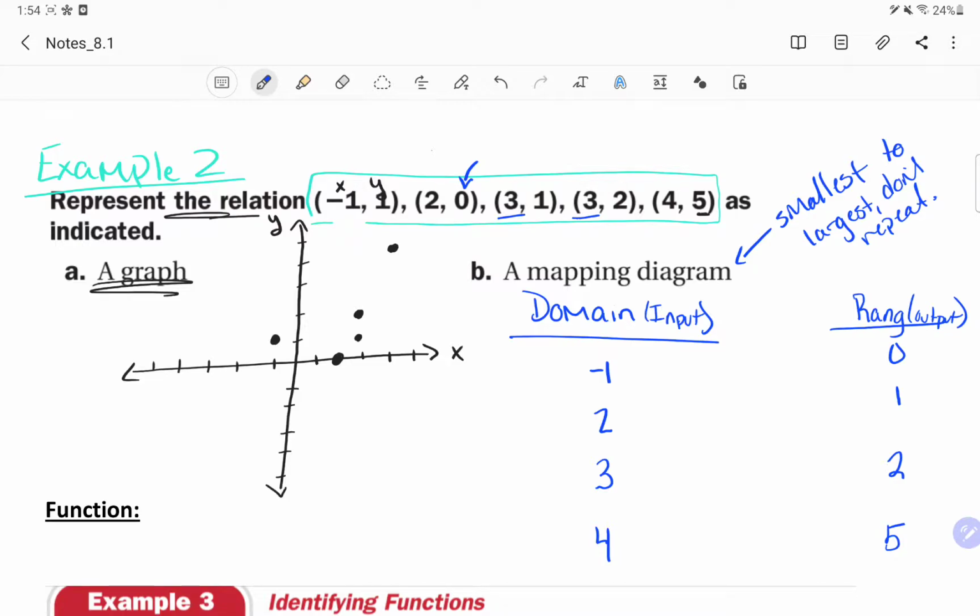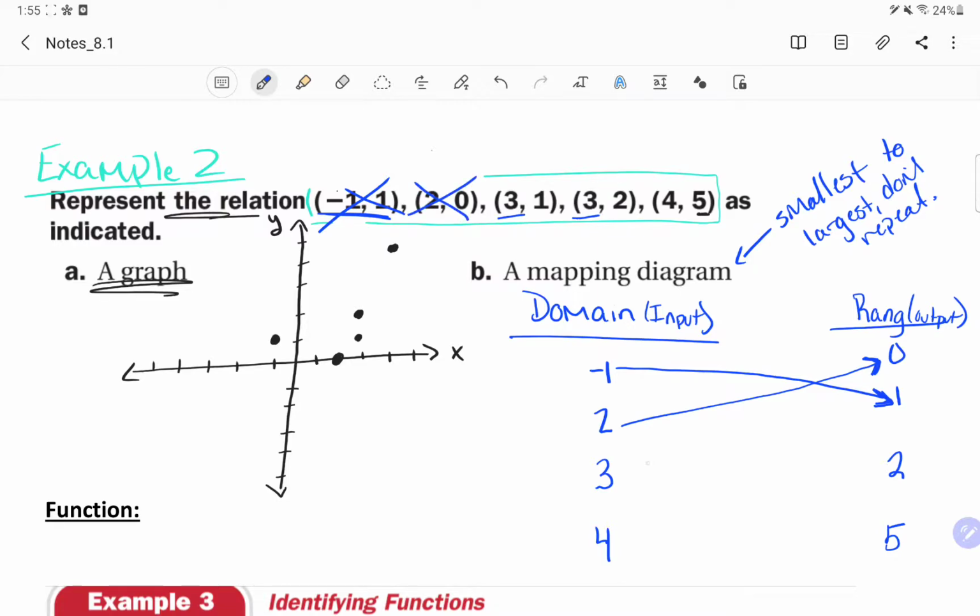And then you're just going to draw arrows connecting the domain with its partnered range. So like up here, -1 went to 1. When I do this, I'm going to start at -1, and I'm going to draw an arrow to 1 because that's its matching range value. That takes care of that point. And then 2 went to 0. 0 was 2's range.